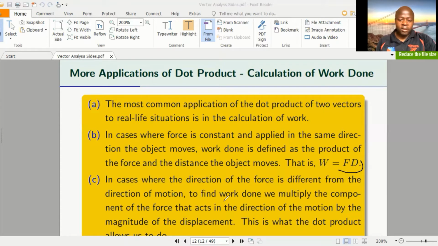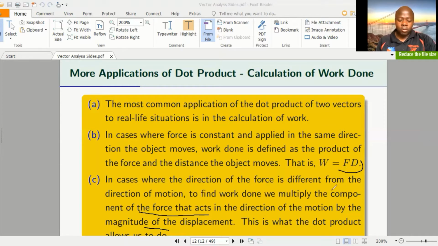In that case, we do not calculate work as force times distance. Instead, we multiply the component of the force that acts in the direction of the motion by the magnitude of the displacement. So we're multiplying this component of force acting in the direction of the motion of the object by the magnitude of the displacement. So that's what we'll be doing.